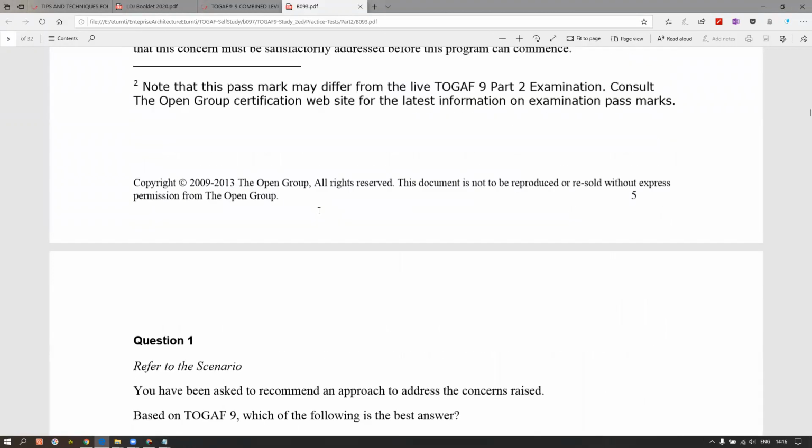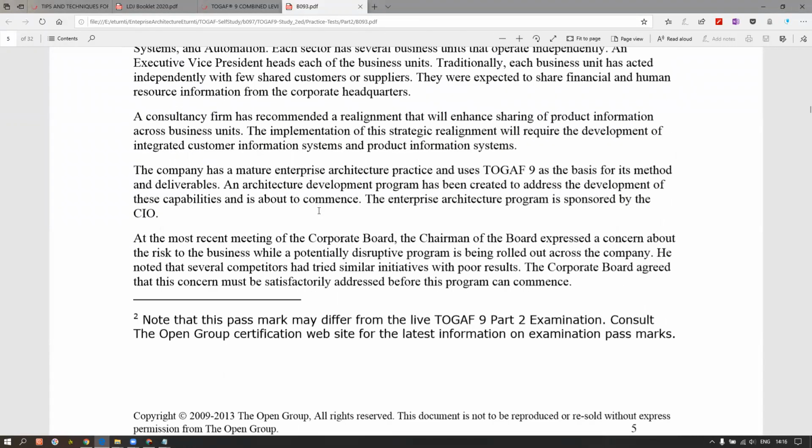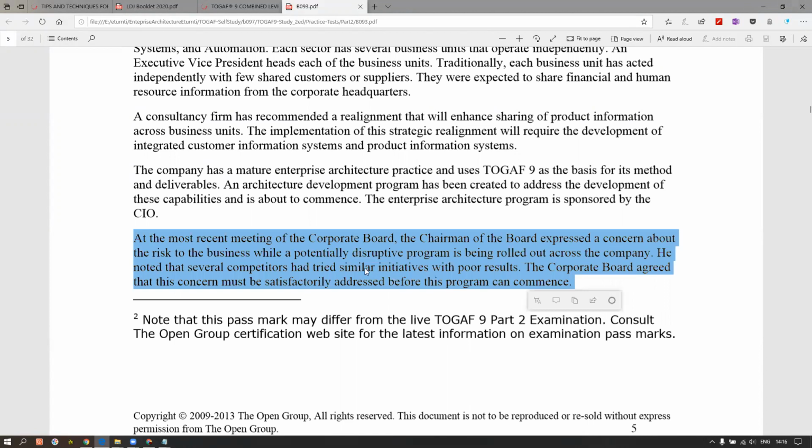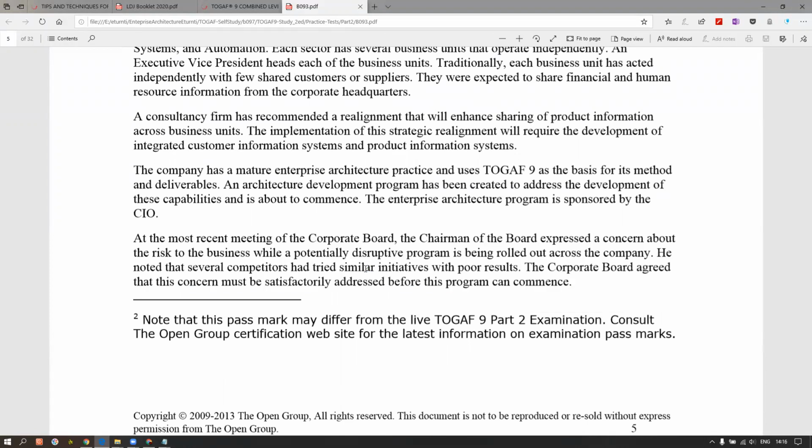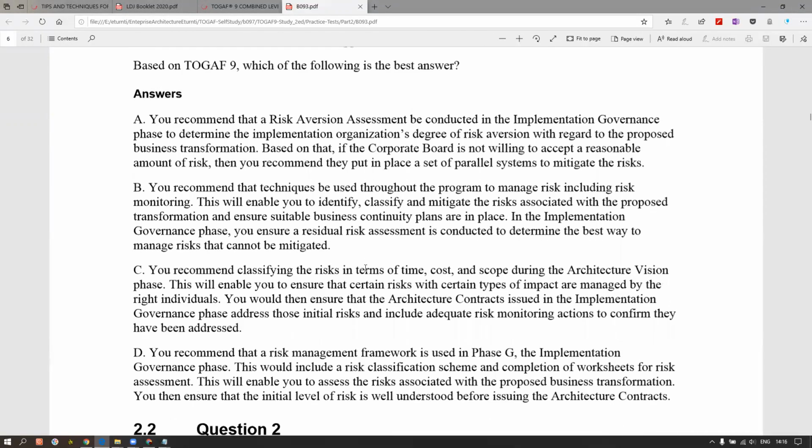If you see this question, for instance, it will say at the recent board meeting, express the risk. So this question is about risk management. You said several risk initiatives have failed in the company, so he's trying to come up with a risk proof plan. And typically in the questions, you should be looking for the keywords.